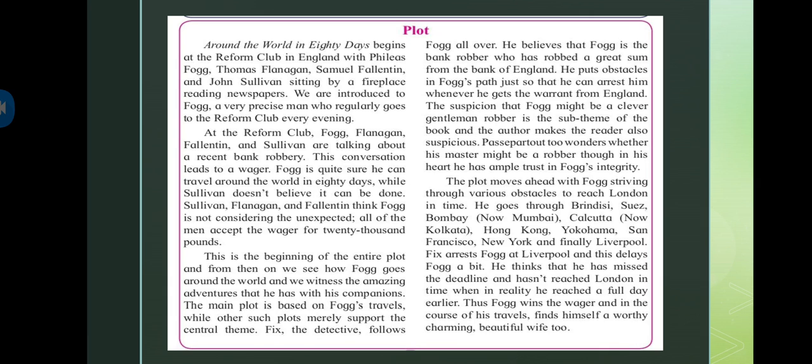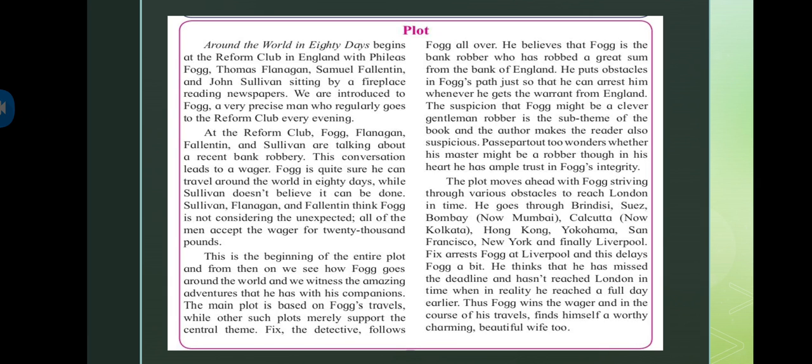It is a subplot. The concept of robbery, or is he the robber or something, is a subplot, not the main plot. The main plot is about the journey of Fogg around the world. But throughout the novel, it makes the readers so suspicious that they will even be confused: is he really the robber or not, or is he just a clever man, or what exactly is the thing? So it makes the whole story suspicious.